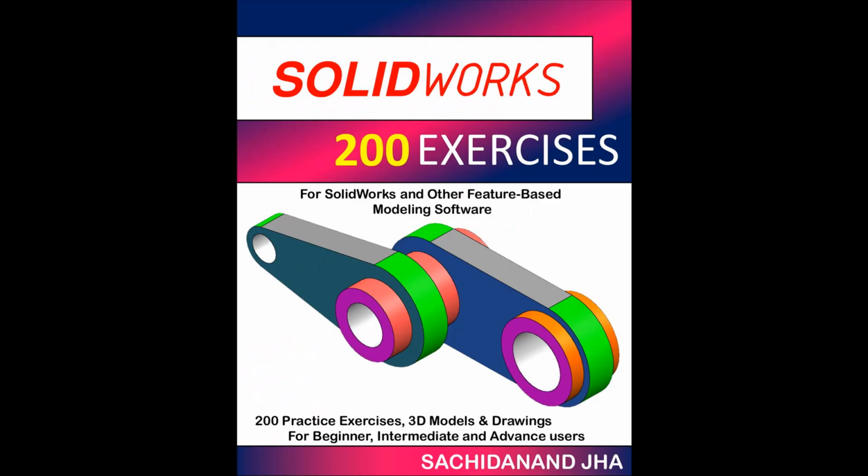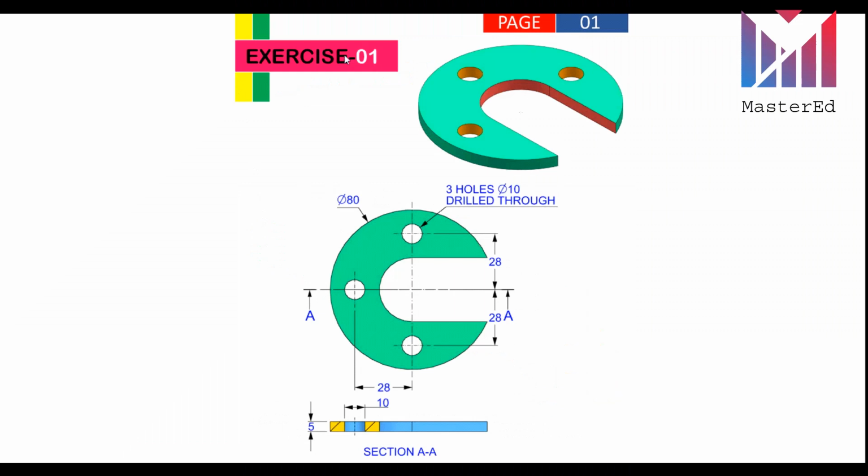Today we are going to discuss exercise number 1 of this book, which you can view from the link in the description. This exercise is about drawing the figure that we see here, which has a 3-hole and circular shape. Here you can see it's cut from the side view, which helps us to understand its thickness.